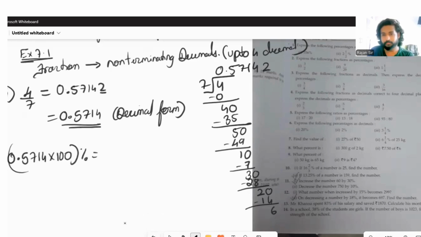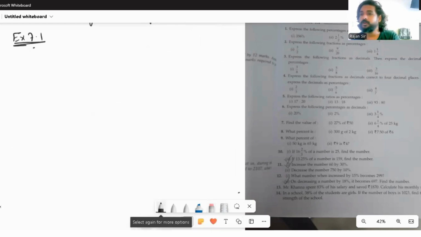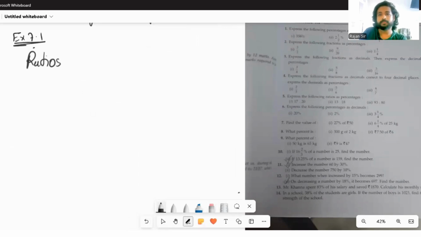And that would be 57.14%. That's it. Okay, I hope you understood. Let's go for the next one. The 5th one: express the following ratios as percentages. Now, ratios are basically divisions, or you can say fractions written in ratio form. That's it. So we have ratios into percentages.